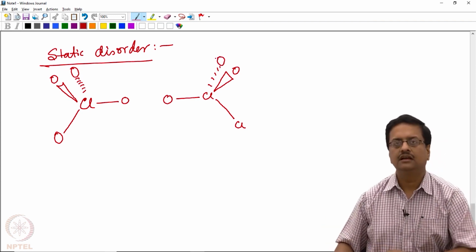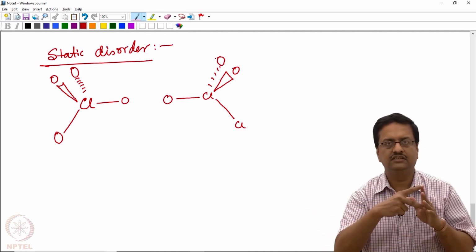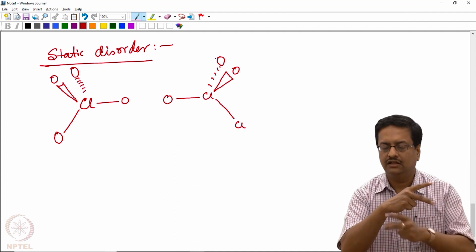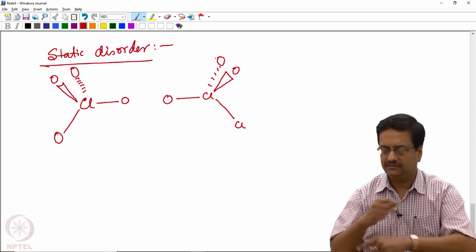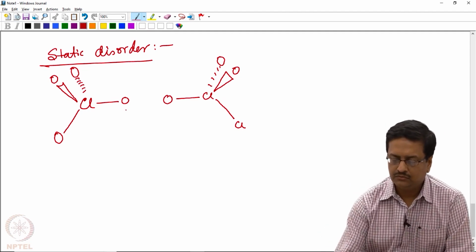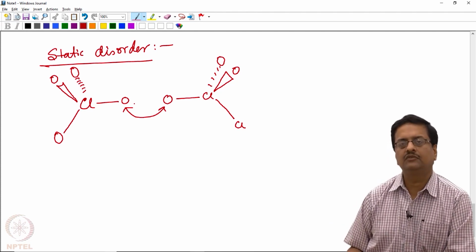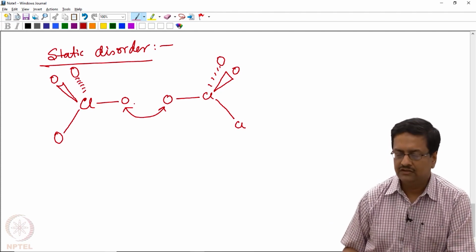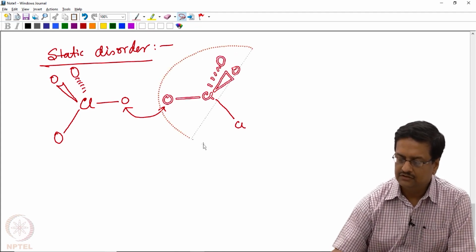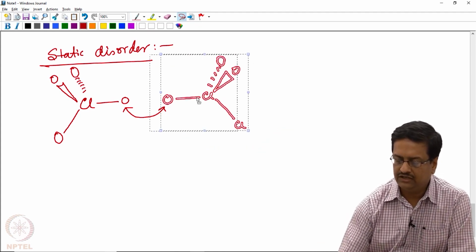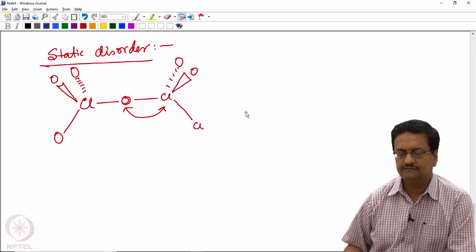Which means at some place the perchlorate is oriented like that, 3 oxygens pointing towards left, and on another side 3 oxygens orient like this, but the 2 oxygens which are here are at the same crystallographic location. So as a result, what will happen is that this group will actually be looking like that.